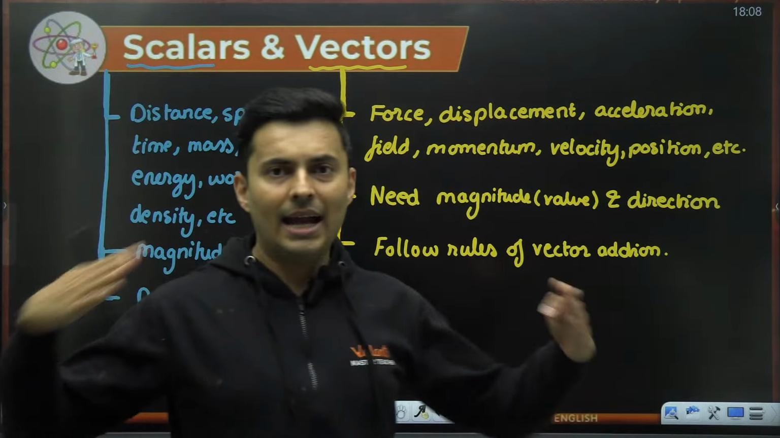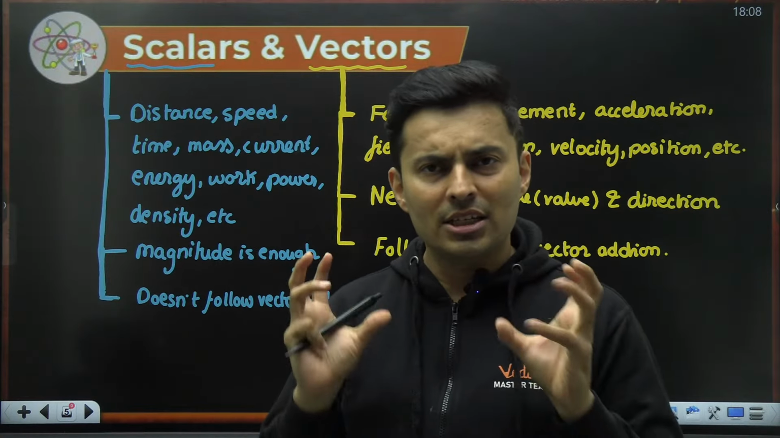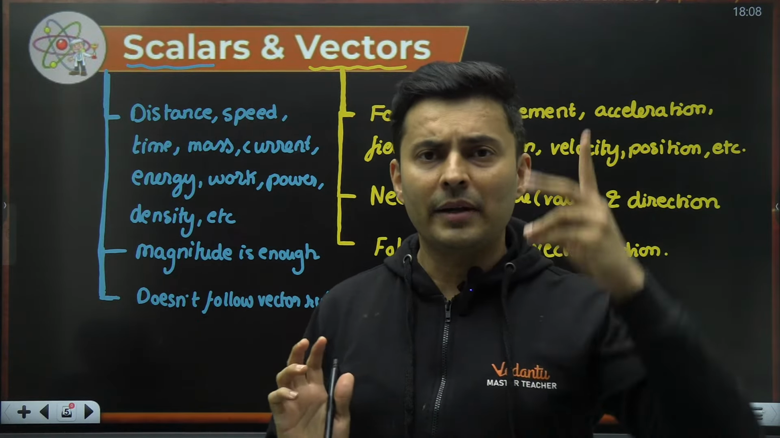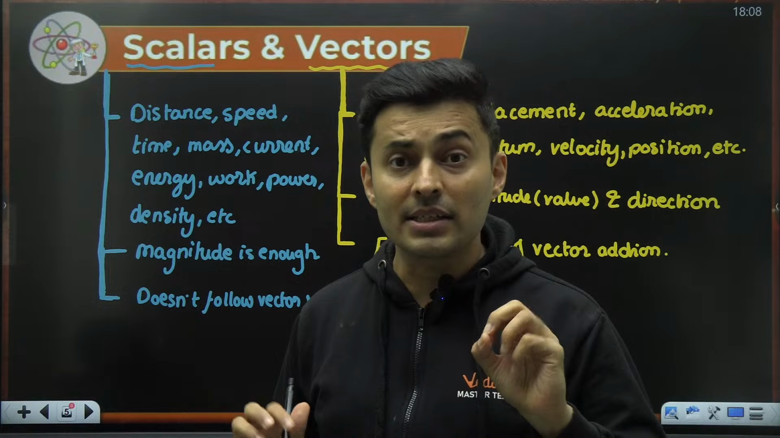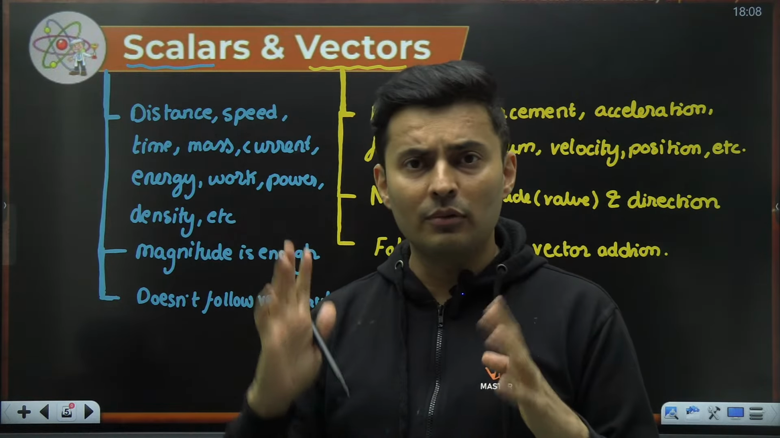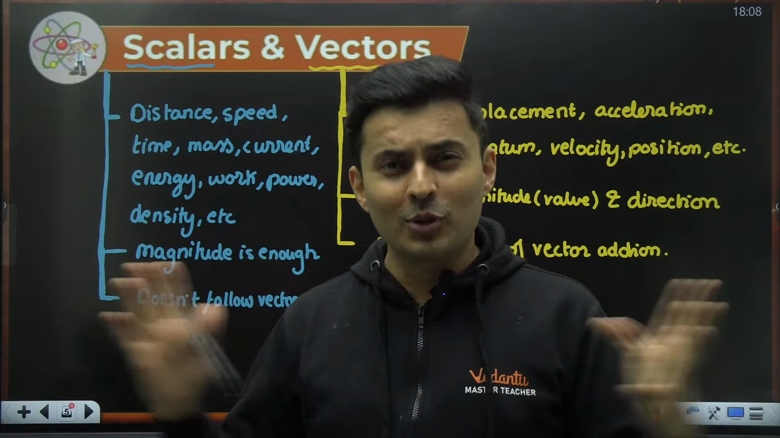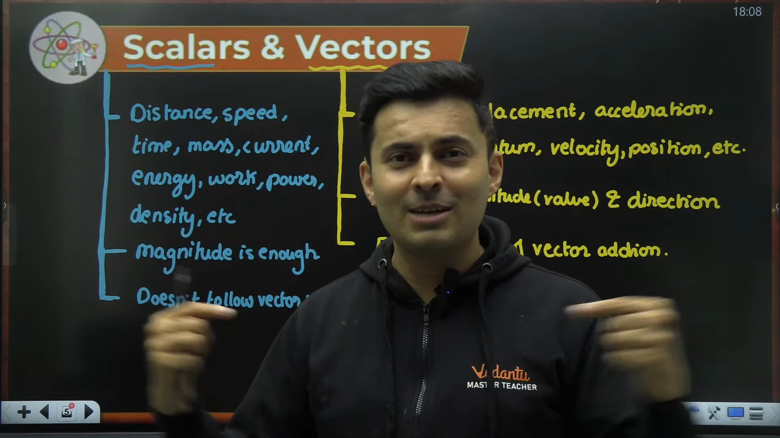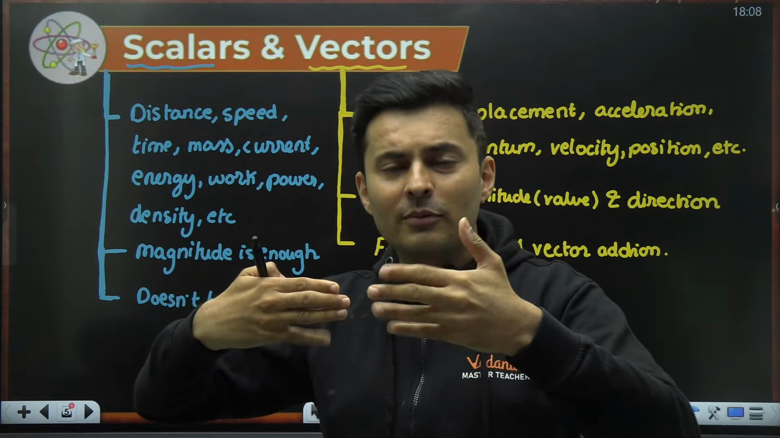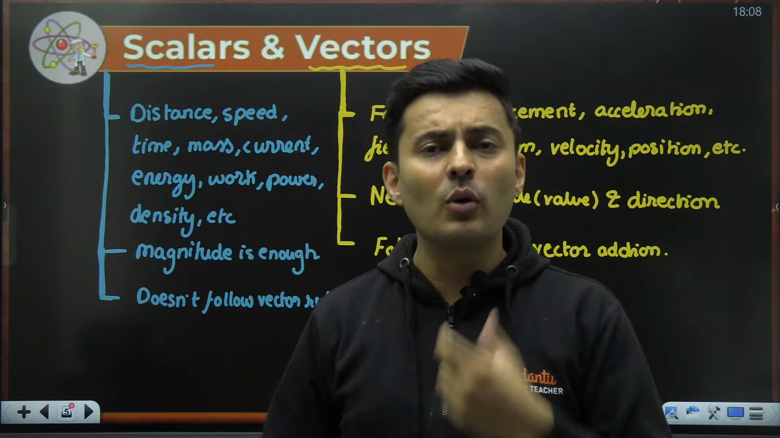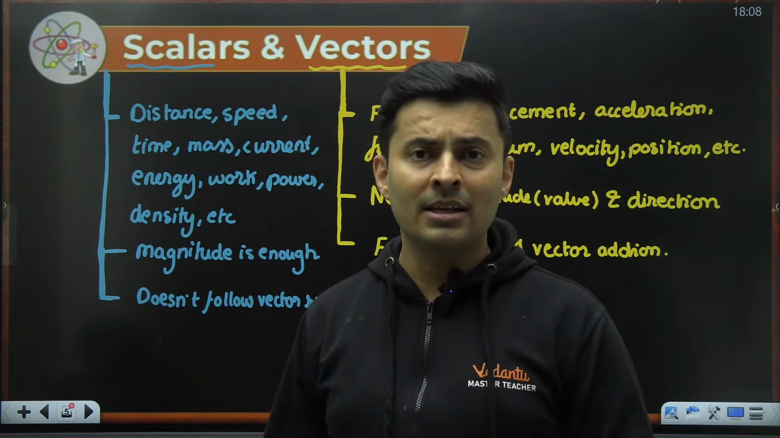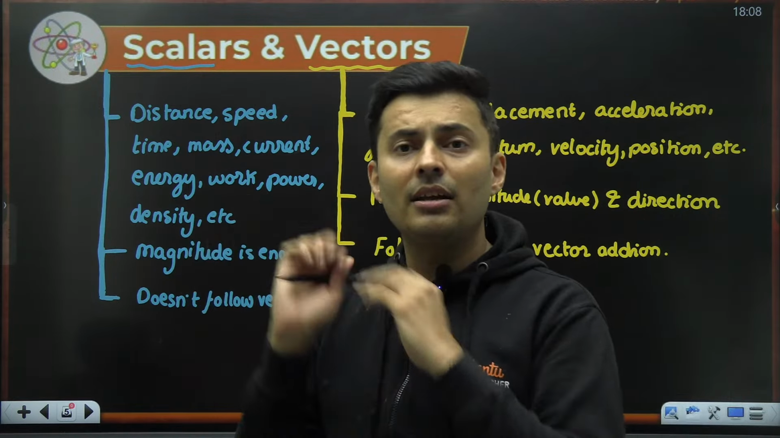You can't add them like vectors. You can just use their values to add them. So like 2 kg and 3 kg becomes 5 kg. But it is not compulsory that 2 Newton force and 3 Newton force makes 5 Newton. Because if the forces are in the opposite directions, they might partially cancel, and 2 Newton from here and 3 Newton from here might balance out and give you only a 1 Newton force. So that is the reason why I'm saying vector rules are different, scalar rules are different.